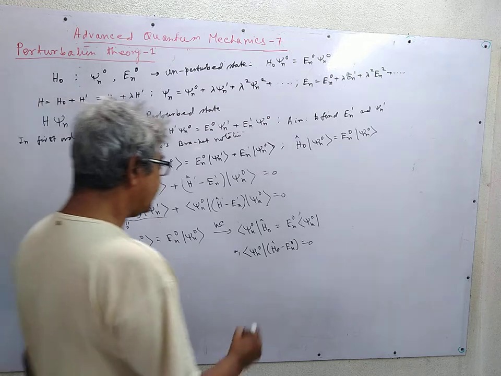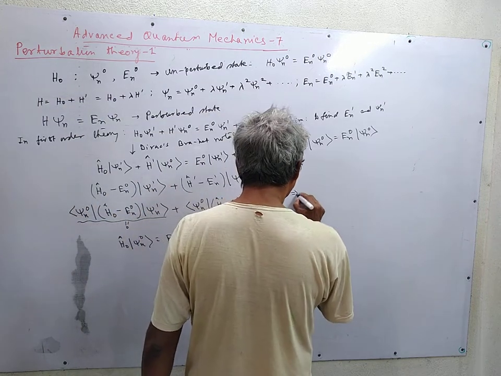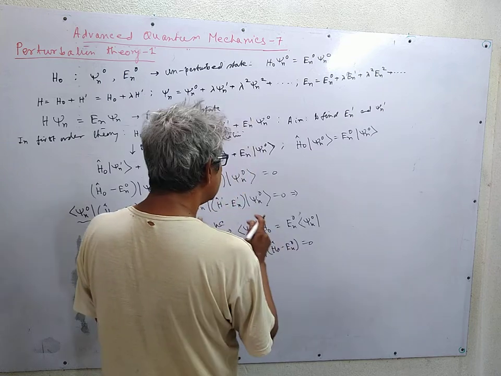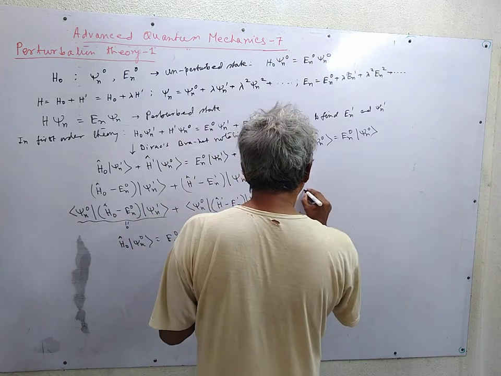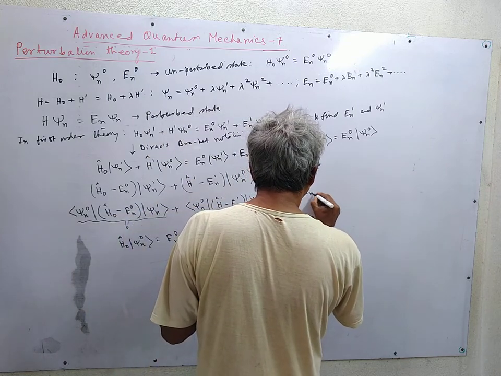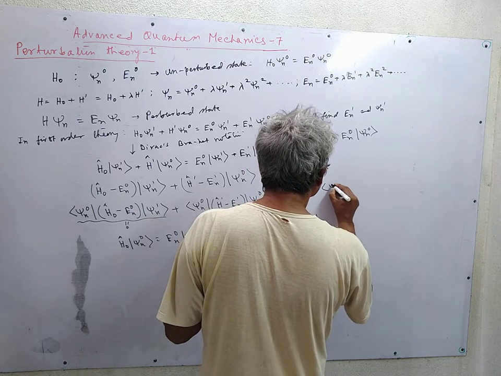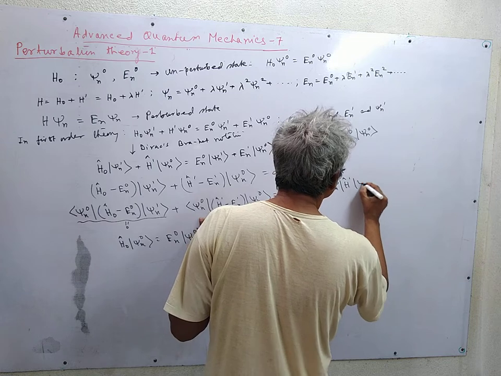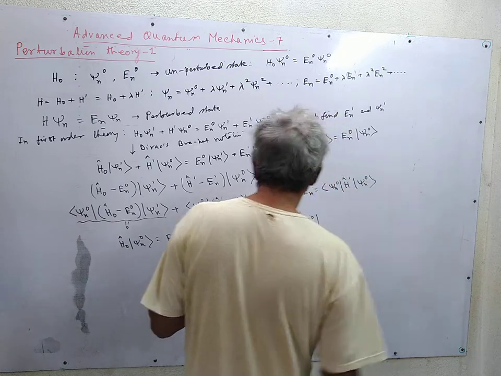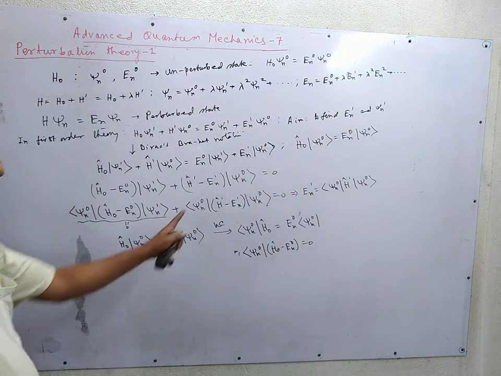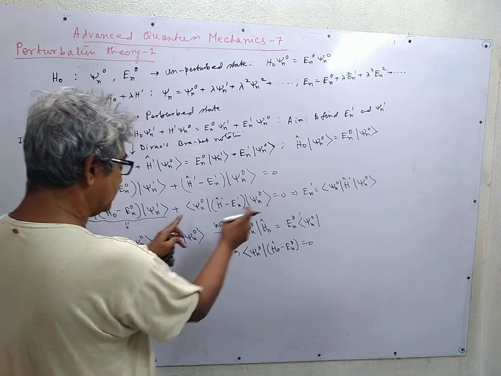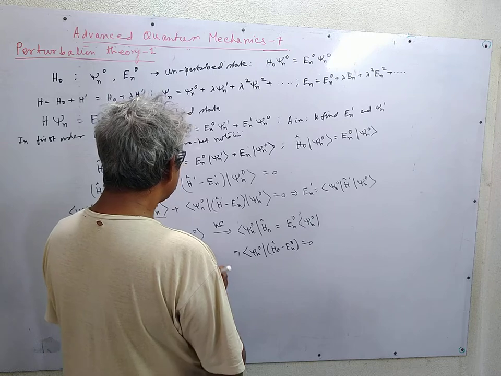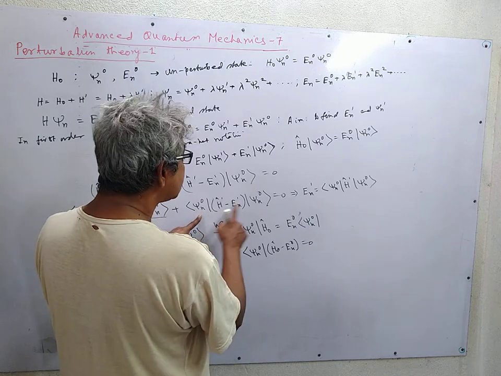And we divide these two terms to get en1 is equal to psi n0 h prime psi n0. Let me explain the passage from this term. This is 0, so this is equal to 0. We divide it into two terms. One is this, and this.